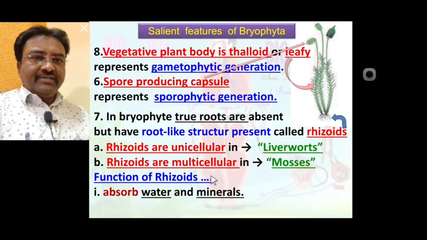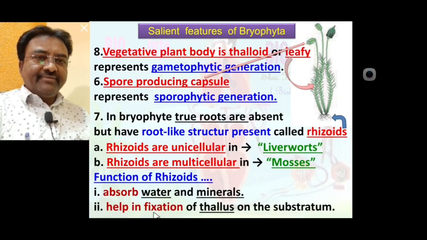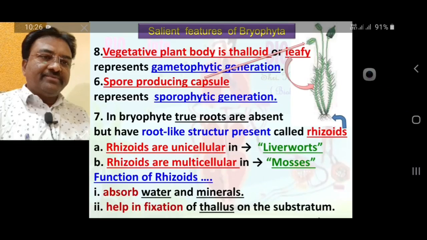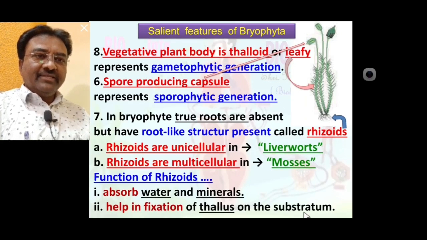Function of rhizoid: absorb water and minerals. Also rhizoids help in fixation of the thallus on the substratum. Here two functions are proved: rhizoids absorb water and minerals, as well as help in fixation of the thallus plant body on the substratum. Up to this we have discussed seven points in detail. Hope that you understand.